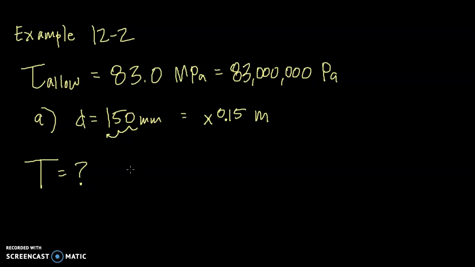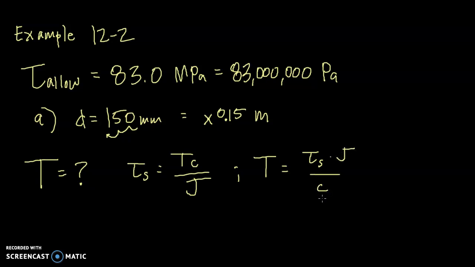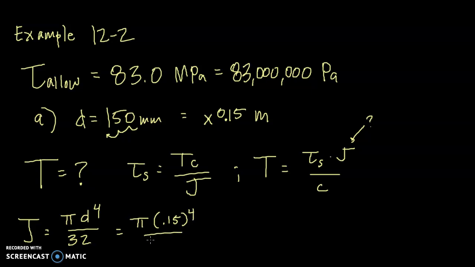How much torque can we apply to this shaft? Well, our formula for shear stress, tau sub s, is equal to Tc over J. And so if we want to solve for torque, the big T torque is going to be equal to the allowable shear stress times J divided by C. Okay, well, what is J? J is going to be equal to, since this is a solid shaft, pi d to the 4th over 32. So that's pi times 0.15 to the 4th over 32.